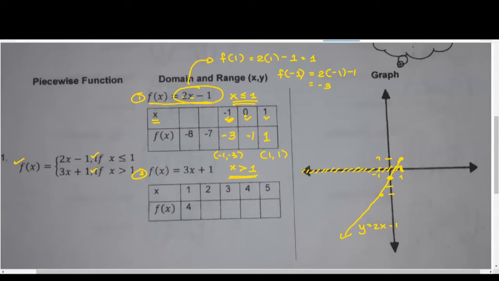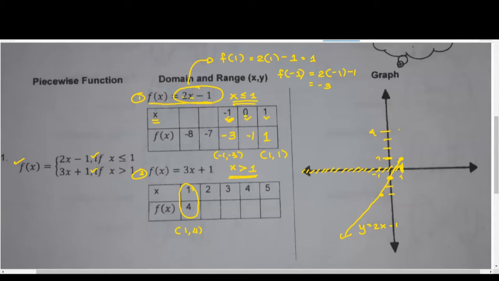i-substitute yung 1. Luckily, nandito siya sa table. Kita nyo? Ito, 1, 4. You may want to check. 3 times 1, it's 3 plus 1, 4. So meron tayong point na 1, 4. Nasan yun? I-locate natin siya sa graph. Ito yung 1. So 1, 2, 3, 4. Ito yung 4. So nasan yun?